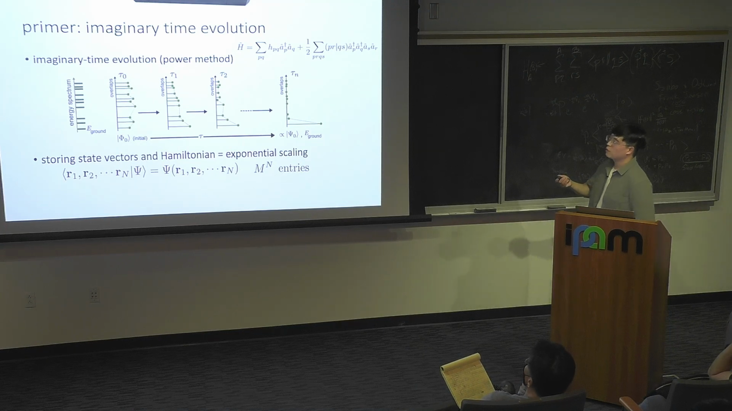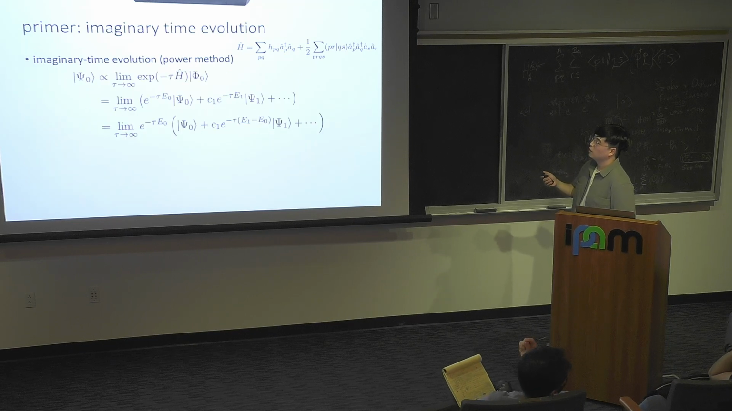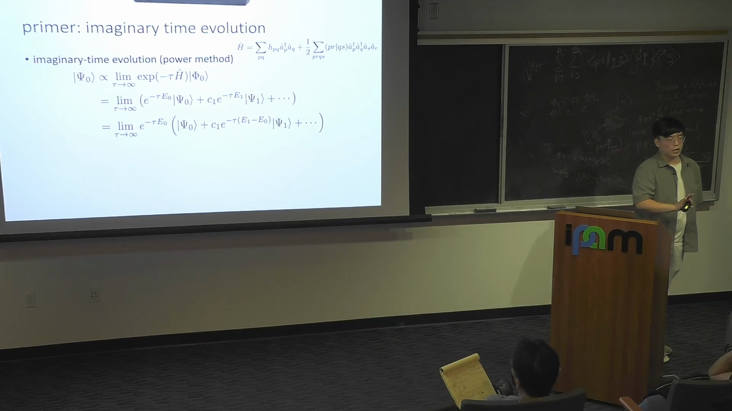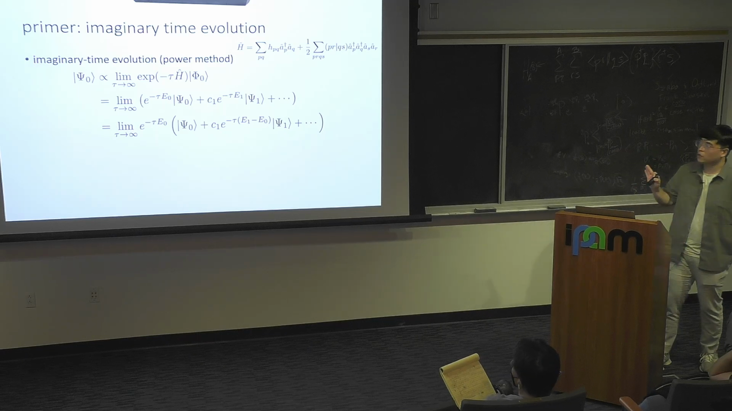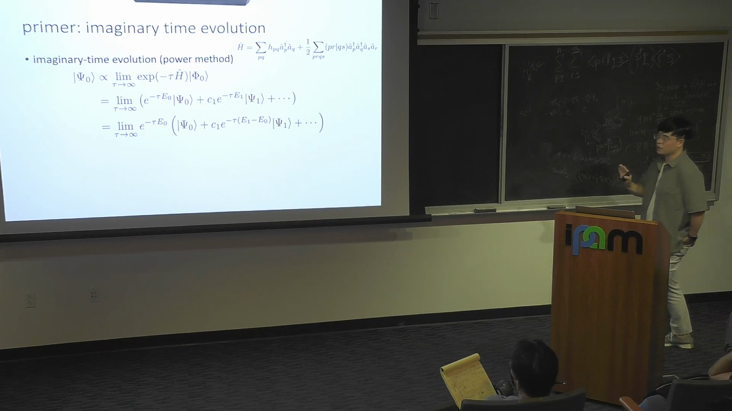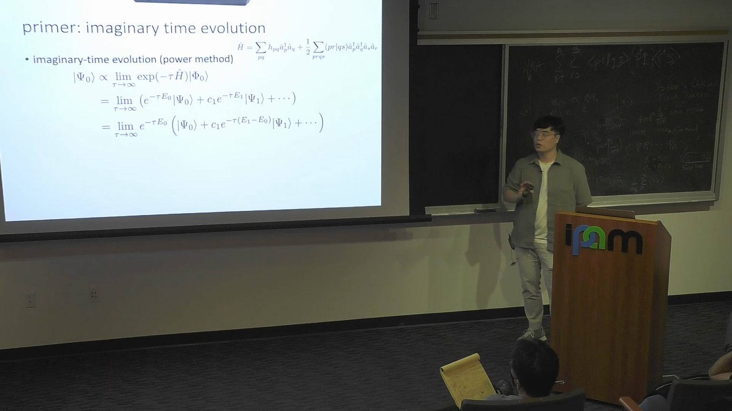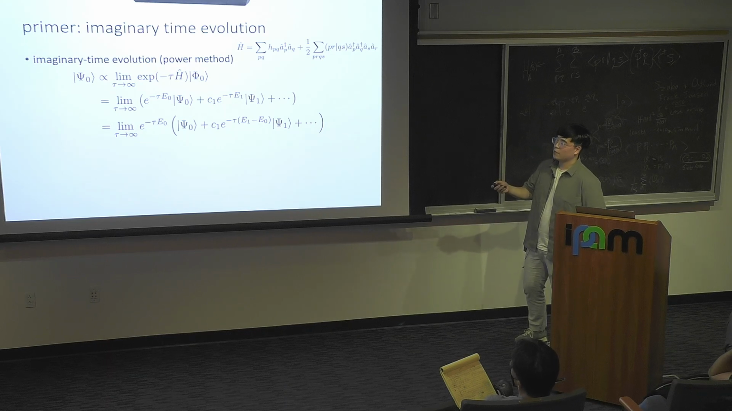You mean the pictorial representation is? No. You said that you need some overlap with the initial state. No, I mean, the overlap will be exponentially small. That is okay. In the limit of tau going to infinity, it doesn't matter how small the initial overlap was, you will always get there, assuming there's a gap and the combinatorial factor is not zero.